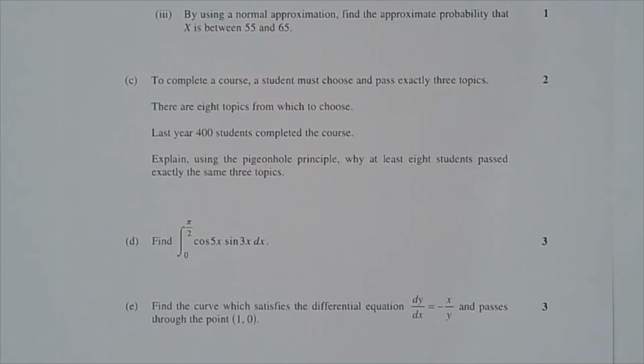Question 12C. To complete a course, a student must choose and pass exactly 3 topics. There are 8 topics from which to choose. Last year, 400 students completed the course. Explain, using the pigeonhole principle, why at least 8 students passed exactly the same 3 topics.